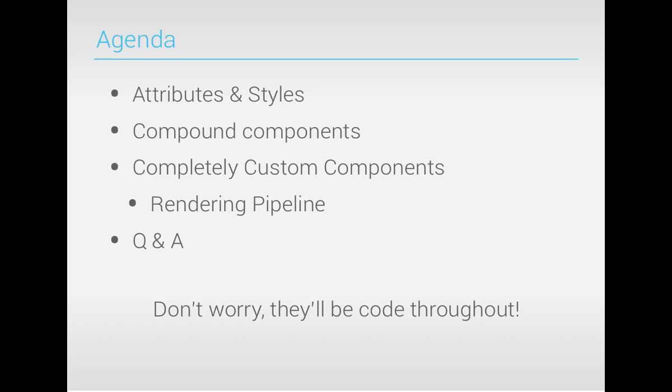We're going to talk about attributes and styles. That's a really easy way to customize stuff. Then we're going to talk a little bit about compound components, actually taking existing components and just kind of combining them into simpler components that then you can reuse a lot easier. Then we'll talk a little bit about completely custom components, getting into things like the rendering pipeline.